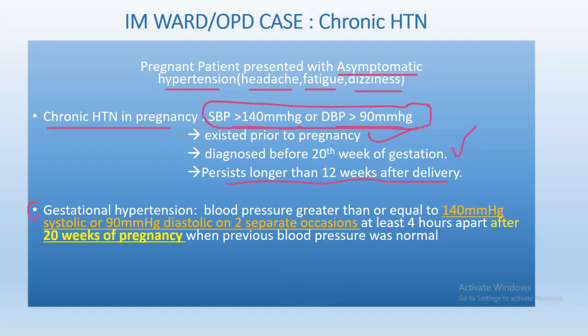Then the other is gestational hypertension. In gestational hypertension, the blood pressure will be greater than the same measurement but on two separate occasions and at least 4 hours apart after 20 weeks of pregnancy. So here is before 20 weeks of pregnancy, and here is after 20 weeks of pregnancy. If it's after, it is gestational. If it is before, it is chronic hypertension. And the most important, when previous blood pressures were normal. So remember these two cutoff points for the definition of chronic hypertension and gestational hypertension.